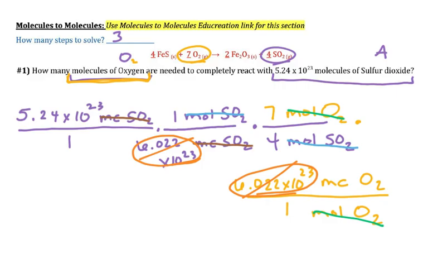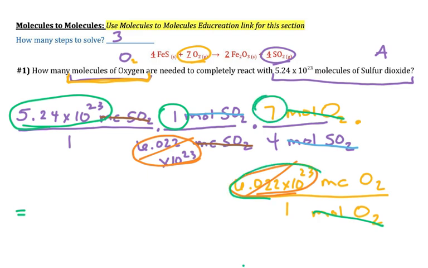All right, so now when I look at this, I'm going to do my calculations. I'm going to multiply 5.24 times 10 to the 23rd, times 1, times 7, times this 6.022 times 10 to the 23rd canceled, so I'm not going to include that in my numerator calculation.